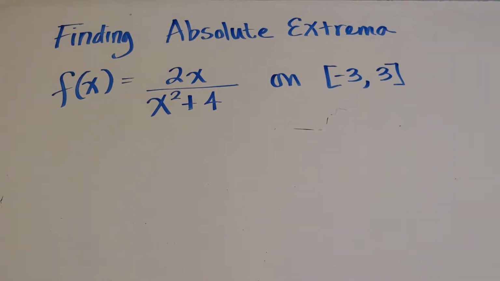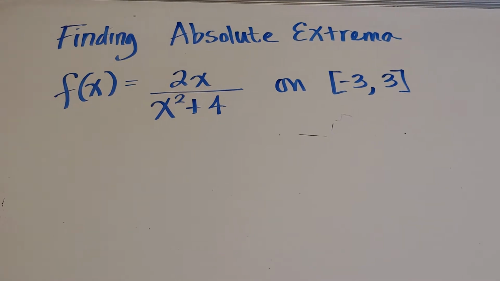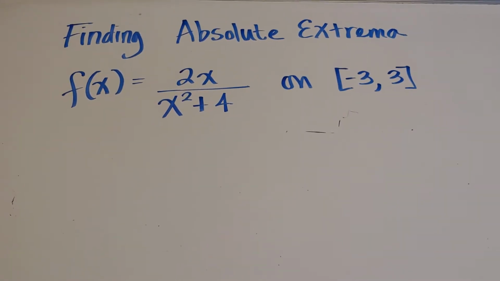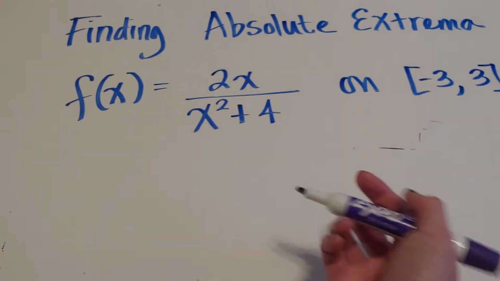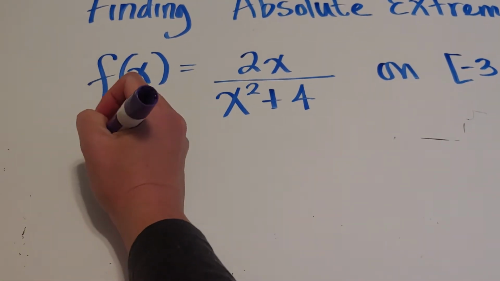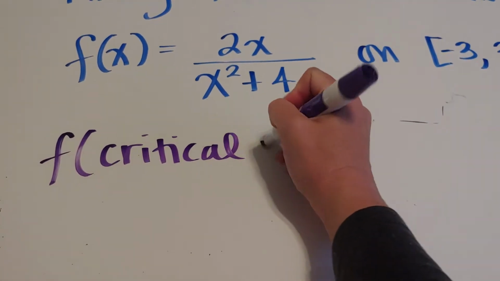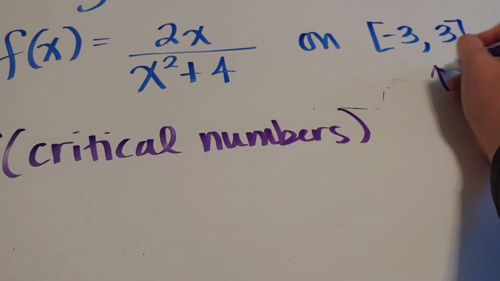In this video, we're going to be finding absolute extrema of a rational function on a closed interval. As we have seen in our notes and in a previous video, I need to plug in the critical points, the critical numbers. So I need to find f of the critical numbers as well as f of the endpoints.